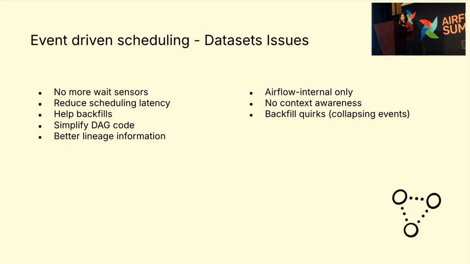It also simplifies DAG code because instead of each DAG carrying logic to trigger the next or check upstream completion, you can declare the dependency via the data directly. And it also provides better lineage information, as in the Airflow UI, you can see directly what dataset is produced by whom and consumed by whom.